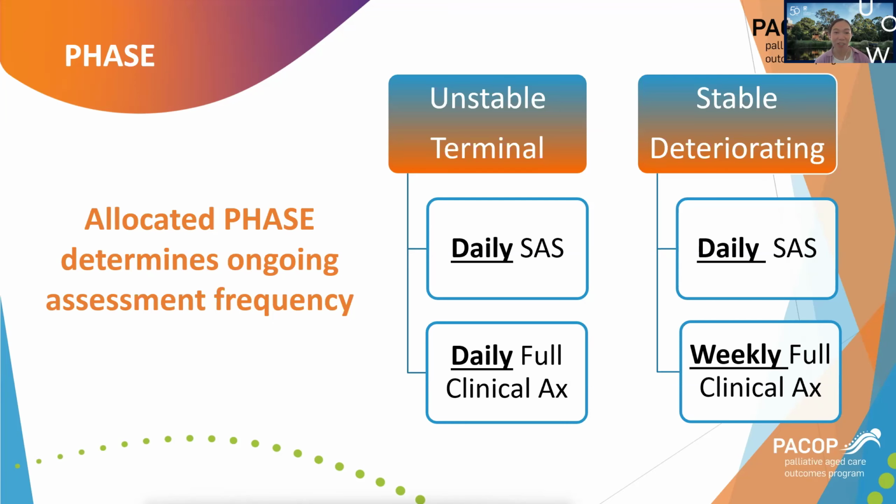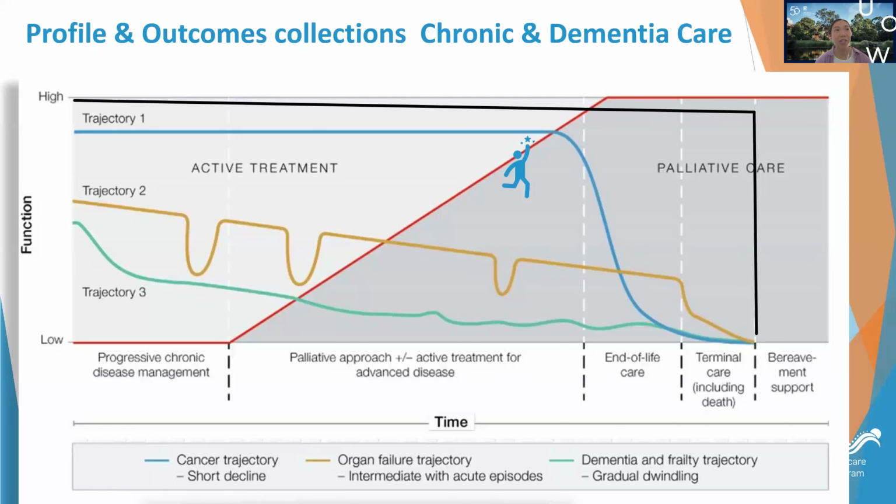So now we've come across Roy and we've used a lot of the PACOP tools. I just want us to stop and pause and look at the different trajectories in palliative care. It's quite a busy image, isn't it? But it's a very familiar image to all of us. Now, palliative care trajectories describe the patterns of decline towards end of life. And generally, it's categorized into three different areas.